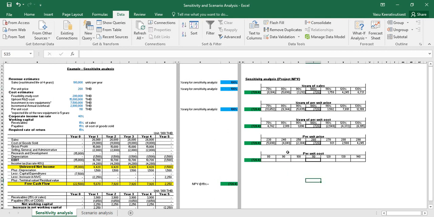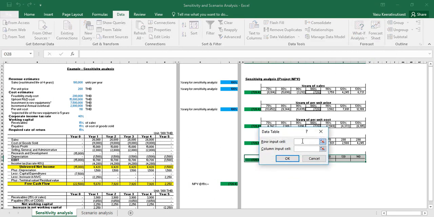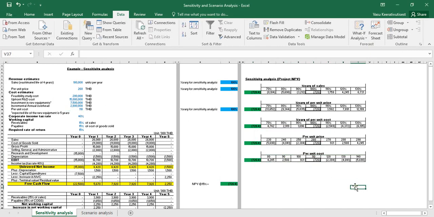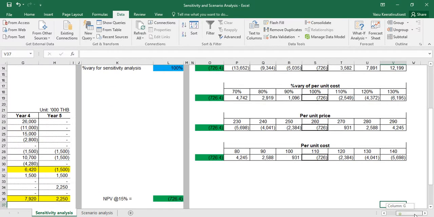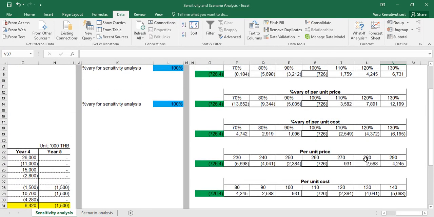Okay, so here is the per unit price, and here is the per unit cost. So what-if analysis, data table, and then click on this one and here. Okay, so have a look here. This is our conclusion from sensitivity analysis. As we mentioned together in class, when we look at sensitivity analysis, we vary one assumption at one time.